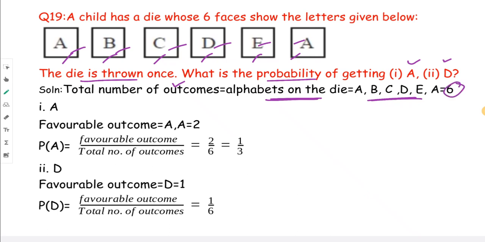Now the first part is getting A, right? So how many A's are there? If you look, there are 2, right? One is here and one is here. That means my favorable outcome of getting A is 2. So the probability of getting A is favorable outcomes divided by total number of outcomes, 2 by 6, which you can divide further and get 1 by 3. Next is D, right? But if you look here, there's just one D. That means my favorable outcome is just 1. Then the probability of getting D is favorable outcomes divided by total number of outcomes, 1 by 6.